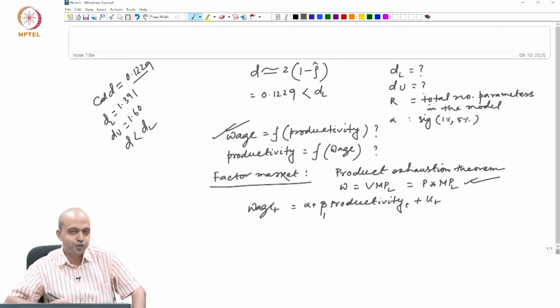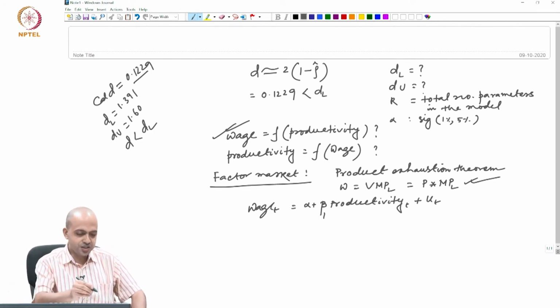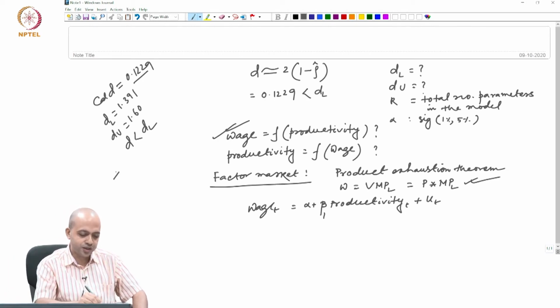From the value itself you can understand that it is tending towards 0, not towards 2. Since the calculated d is lower than the Durbin-Watson lower limit, the decision is that there is autocorrelation, there is positive autocorrelation.